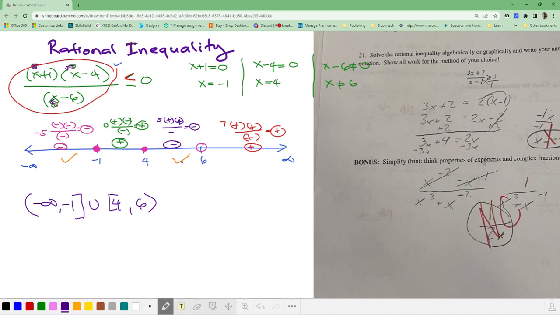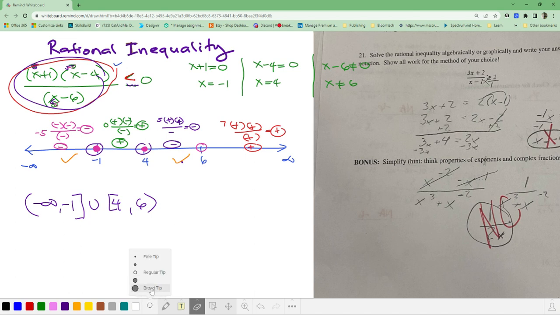So you have two ranges where the numbers from negative infinity to negative 1 will create a negative value for this. Same thing as 4 to 6 also creates a negative value for that. Okay. Now, say for instance there is no equal sign here, then all of these will be open circles, right? Okay. So that's for that example.